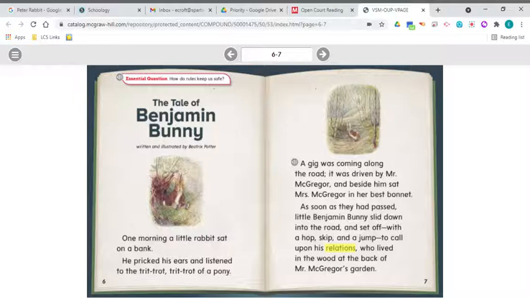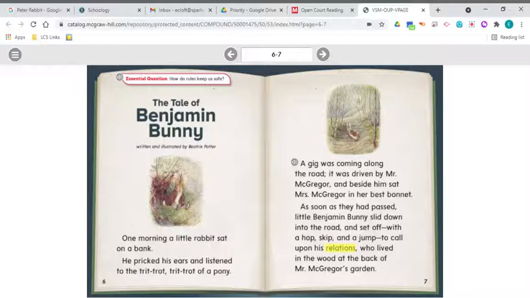Okay, now this is a good time to stop and clarify something, because a word that we don't know is here. What's a gig? Now, sometimes you can figure it out by what's going on in the story. So it says a gig was coming along the road. It was driven by Mr. McGregor, and beside him sat Mrs. McGregor in her best bonnet. So I know that a gig is something that you drive, but I'm not sure what it is. So I can look it up and find out that a gig is a horse-drawn carriage, like people drove back in the 1800s. Now, remember, the story is written long ago. So now, when we're thinking about it, a horse-drawn carriage was coming along the road. All right, so make sure you're understanding the words that you read.